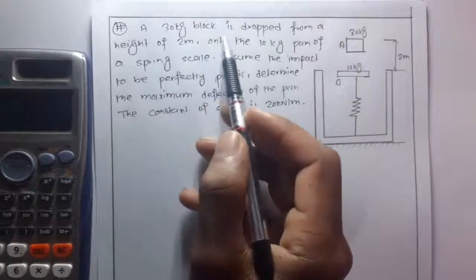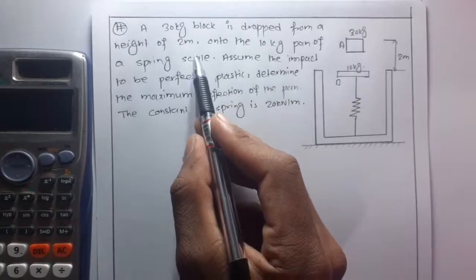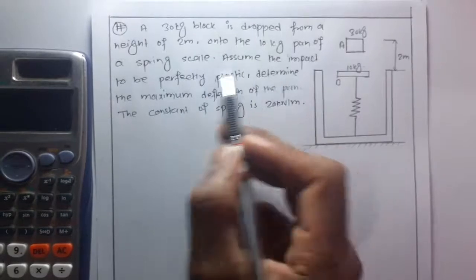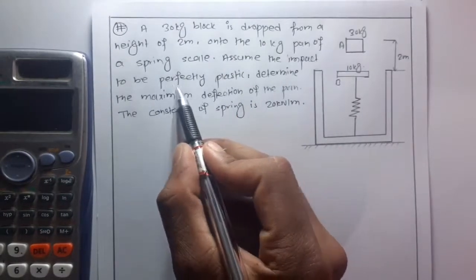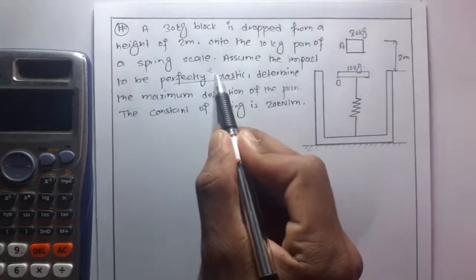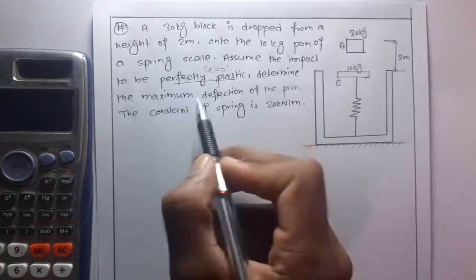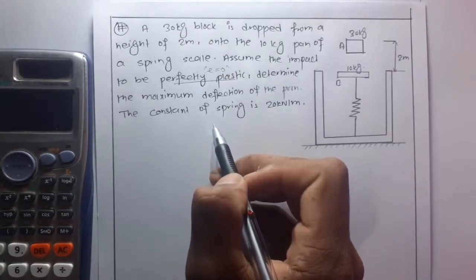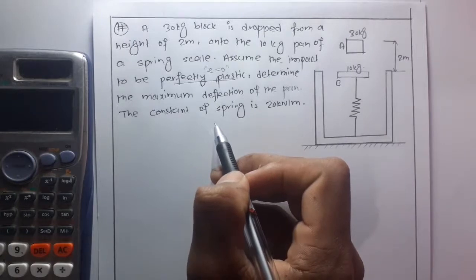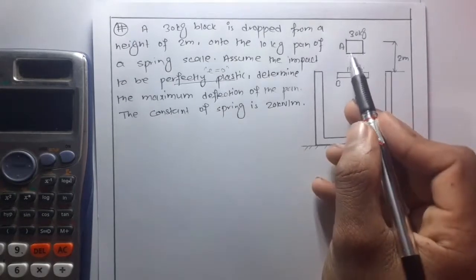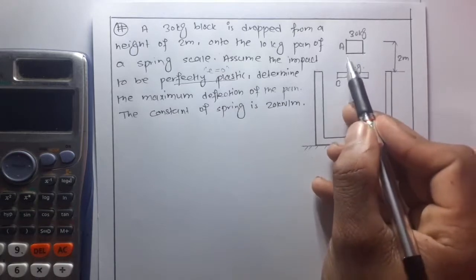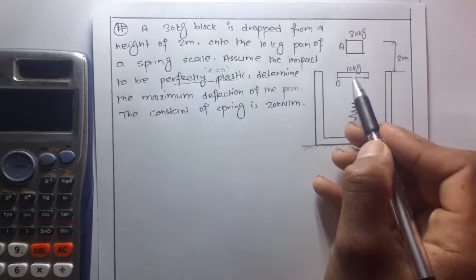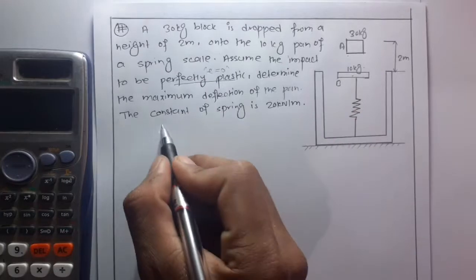Question is, a 30 kg block is dropped from a height of 2 meter onto the 10 kg pan of a spring scale. Assume the impact to be perfectly plastic, that means e is equal to 0. Determine the maximum deflection of the pan. The constant of the spring is given, 20 kN per meter. So we have to calculate the maximum deflection of this pan.